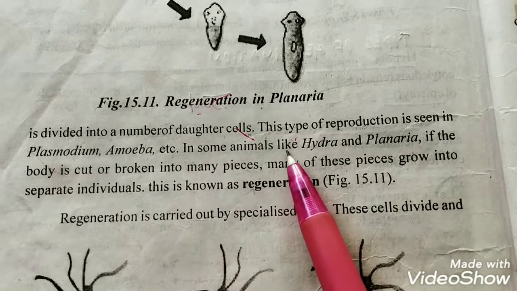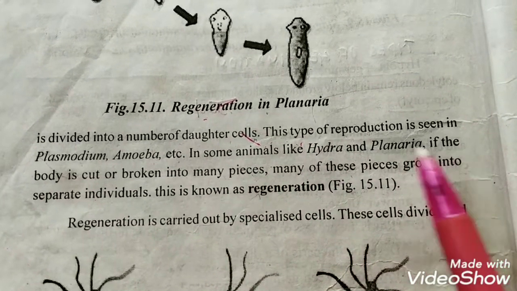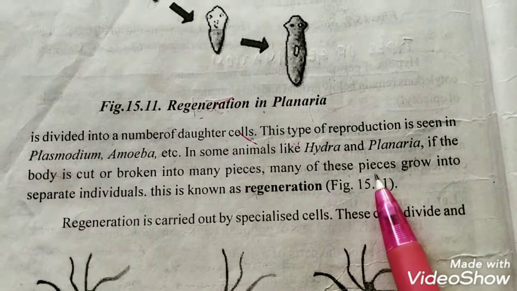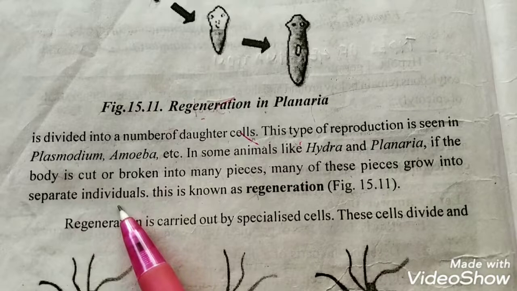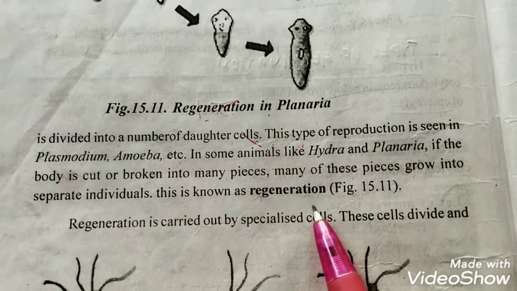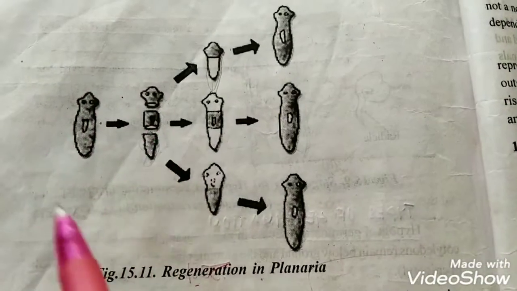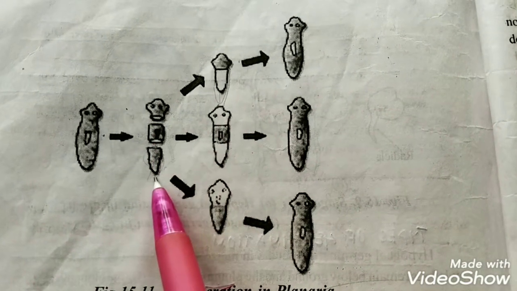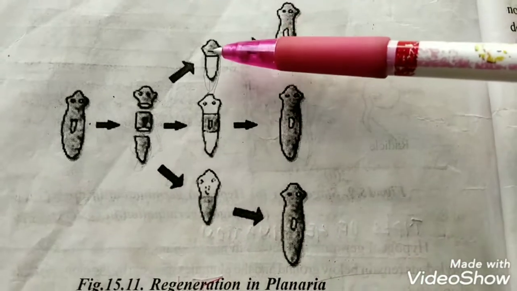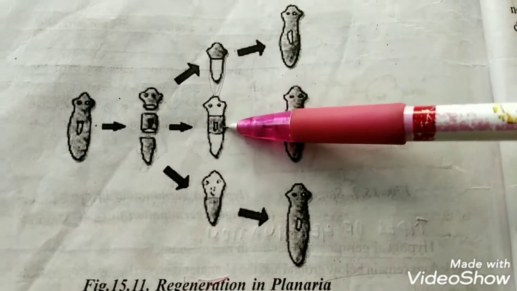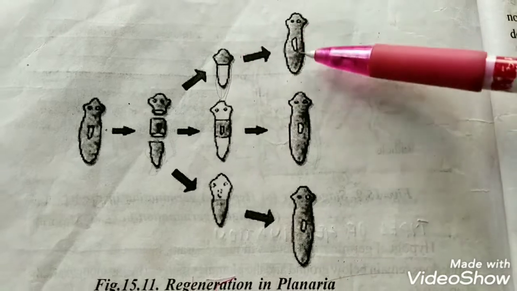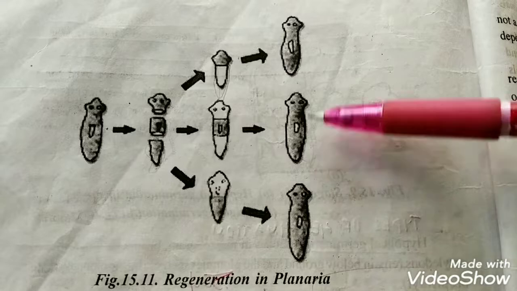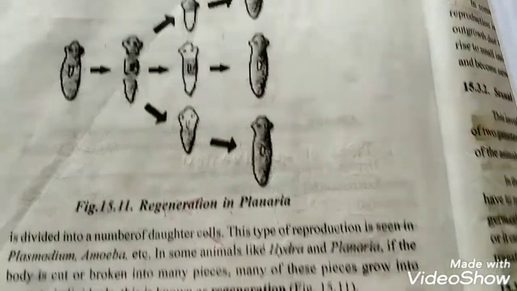In some animals like Hydra and Planaria, if the body is cut or broken into many pieces, many of these pieces grow into separate individuals. This is known as regeneration. A good example is given here. When any part of the body of the organism is broken or cut, what will happen? The leftover part starts regenerating and the broken part will give rise to a new individual. This type of reproduction is called regeneration.